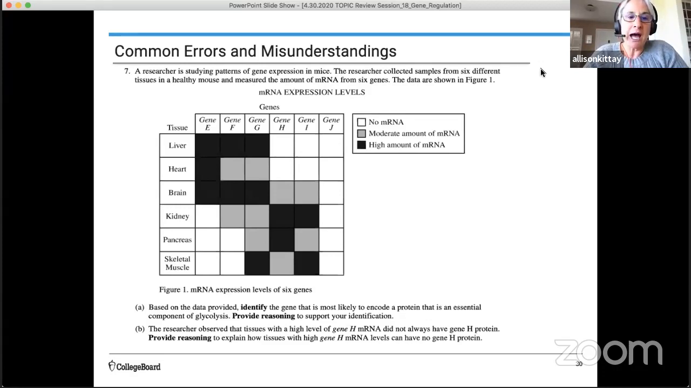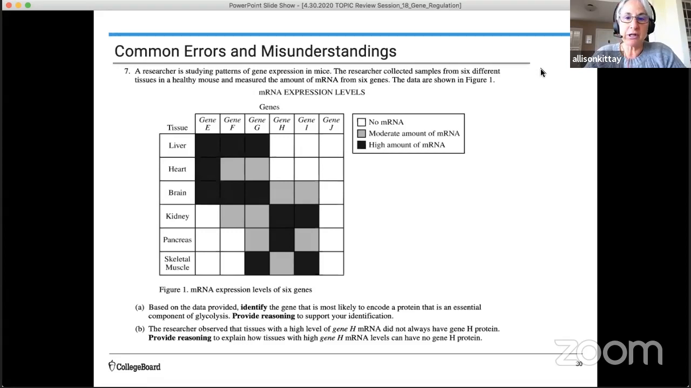And so what we're looking at is a visual representation of some data. A researcher is studying the patterns of gene expression in mice. The researcher collected samples from 6 different tissues in a healthy mouse and measured the amount of mRNA from 6 genes. And the data are shown in this figure.